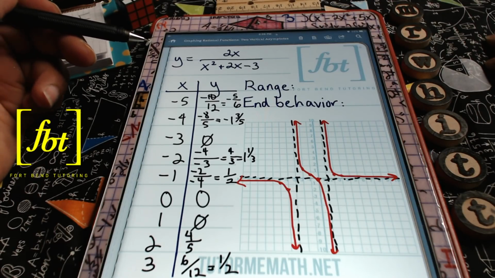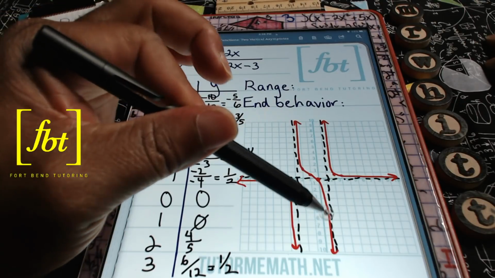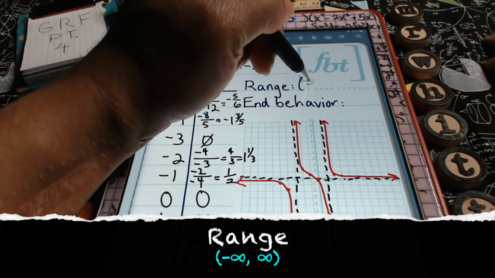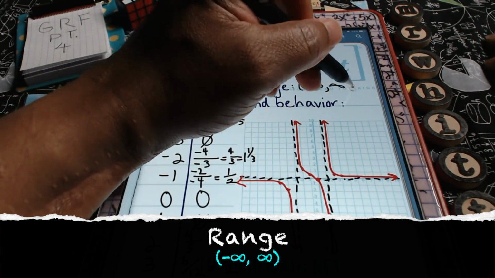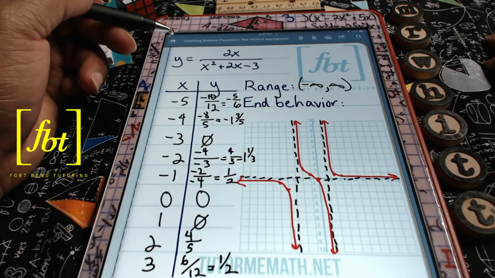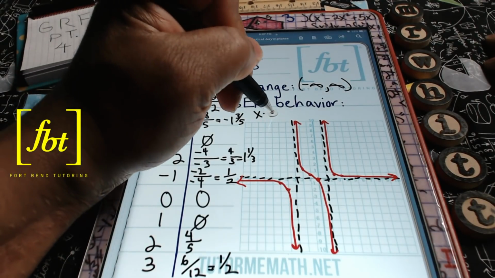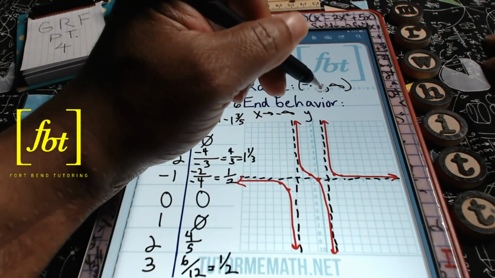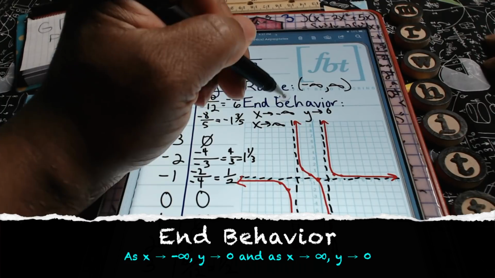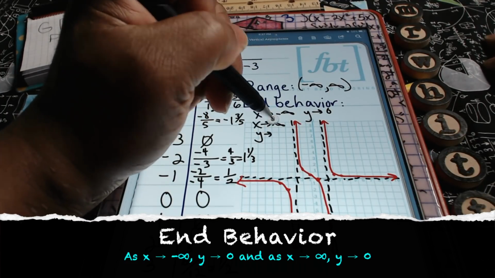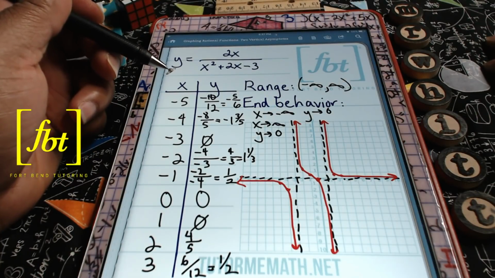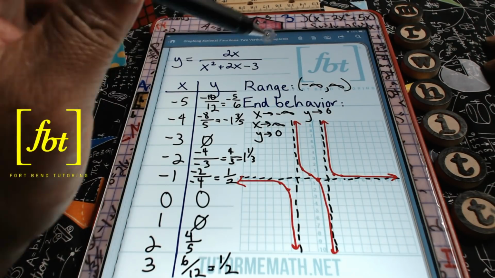And because we have a cubic shape between the two vertical asymptotes, our range is going to be negative infinity to positive infinity. There you go. The end behavior, guys, we can go ahead and calculate that as well. As x approaches negative infinity, y approaches 0. As x approaches positive infinity, y approaches 0. So there you go. However, we're still going to use the TI-inspired CXCAS software to verify our results.